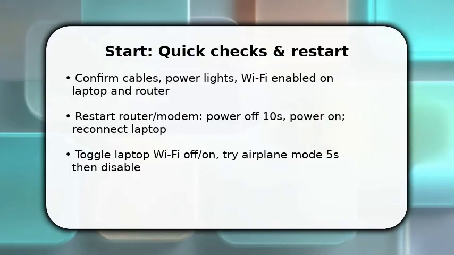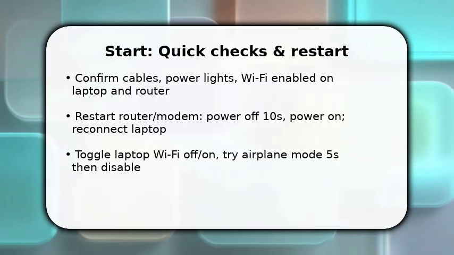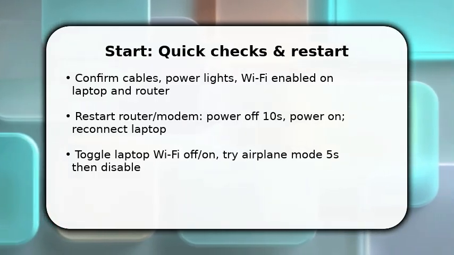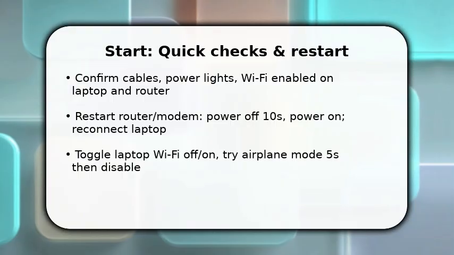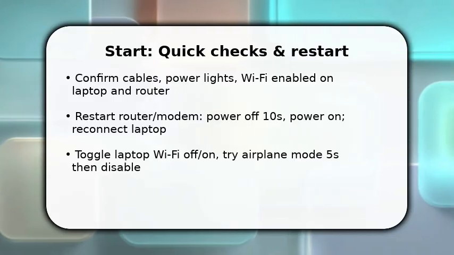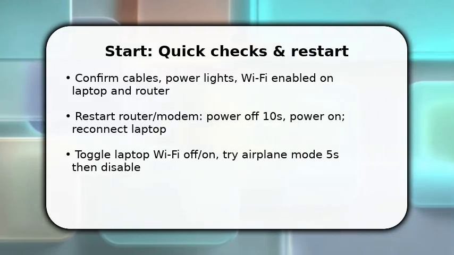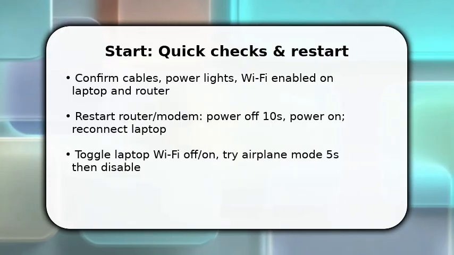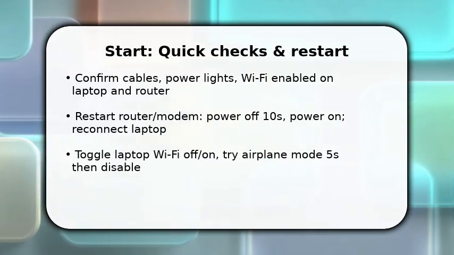You begin by verifying essentials: power, Ethernet/USB cables, and router status lights. Once done, restart the router, power off for 10 seconds, then power on because many faults clear with a reboot. Next, toggle your laptop's Wi-Fi or use Ethernet to isolate wireless issues.